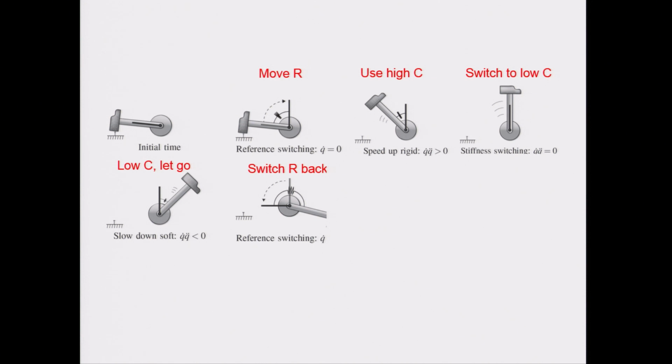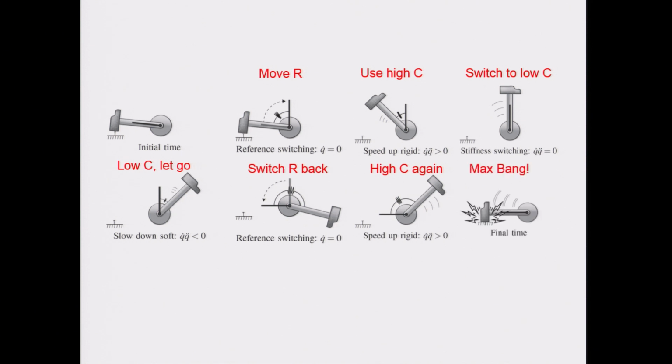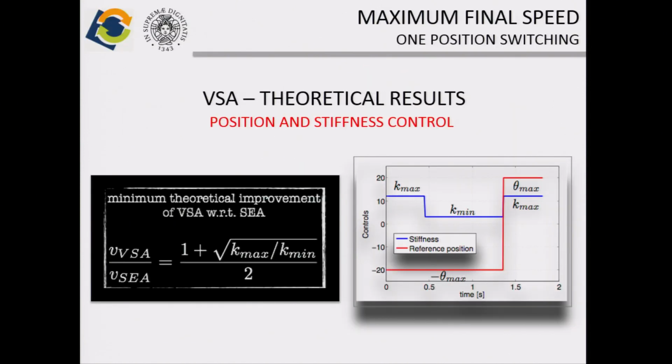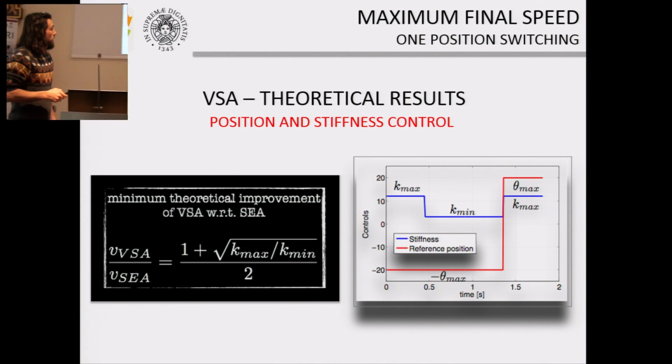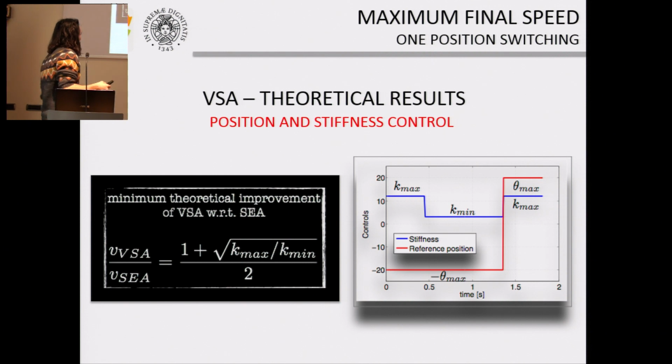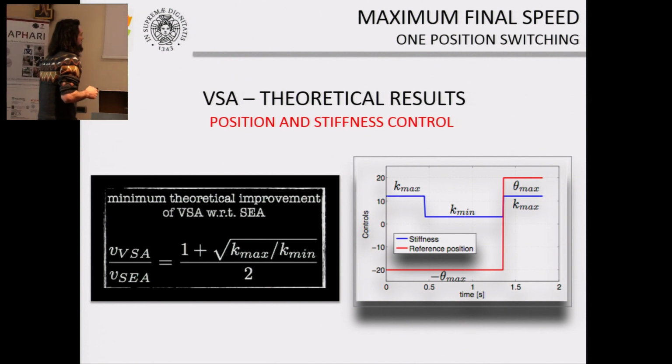Then, when the spring has been totally loaded, we have to switch the reference, so basically the equilibrium position, again, and also the stiffness from low to high in order to maximize the effect of the impact at the end. It's interesting also in this case, since we have a complete analytical solution, to derive the value of the velocity.